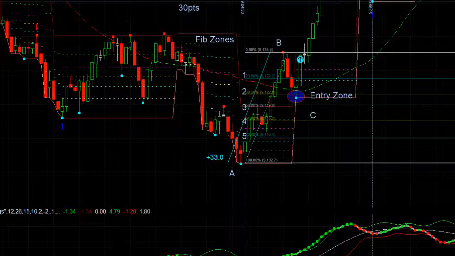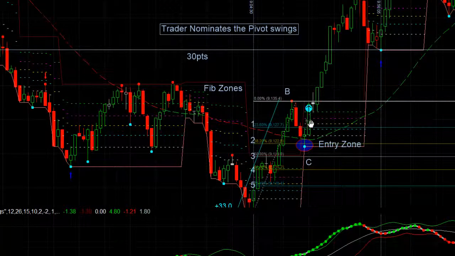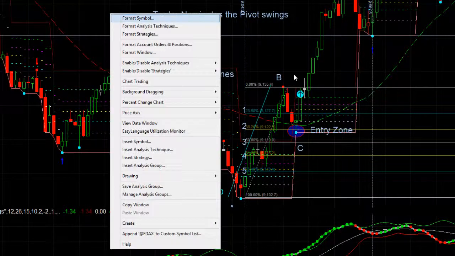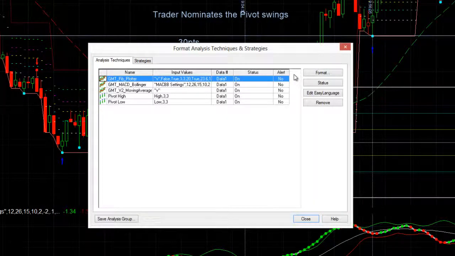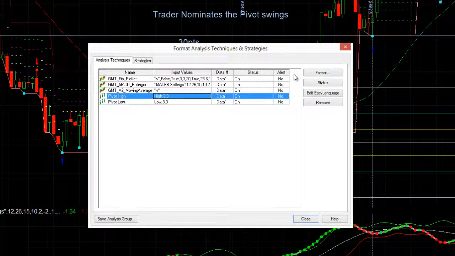Now our entry points are very simple. We can get in a number of ways, and I'll go through those now. But before we go into our entry points, we get to nominate our pivots as well. When you're looking at your system and deciding what kind of pivot you're going to use, you're nominating the pivot based on the speed at which you want the pivots to print. If you've got a lower pivot, they're going to print more frequently.